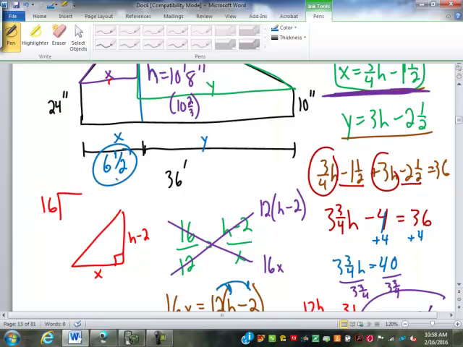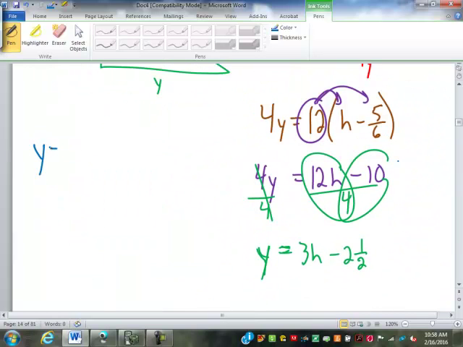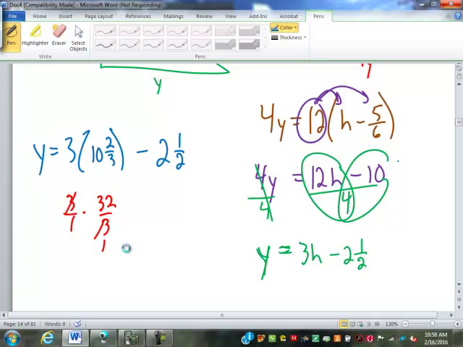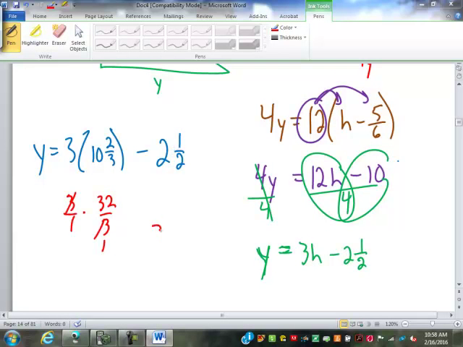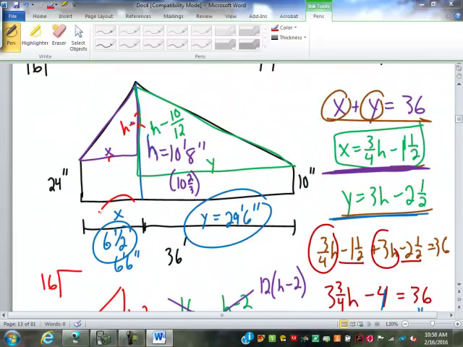Now, of course, we could find our 6 foot 6 inches, I suppose we want to put. That means, of course, y has to be 29 foot 6 inches, correct? Well, let's double check. Y is 3h minus 2.5. So y is 3 times 10 2/3 minus 2 1/2. So this becomes 3 over 1 times 32 over 3. 3's cross cancel, giving us 32. Minus 2.5 is 29 1/2, or 29 foot 6 inches. It all works out. Yay!